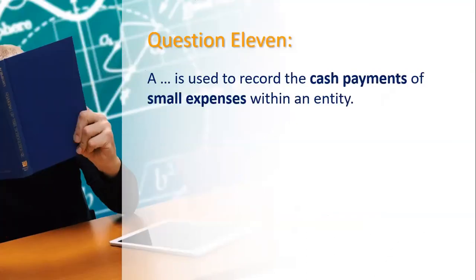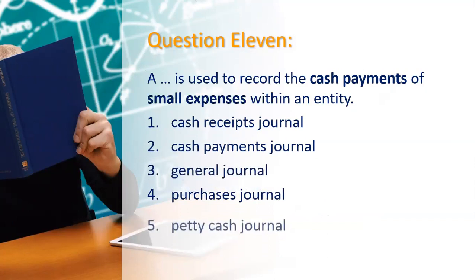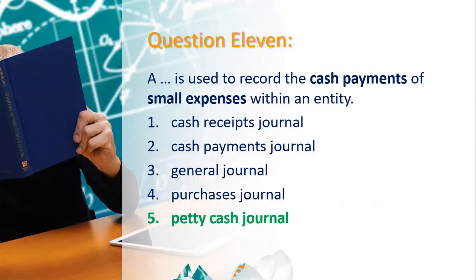It's nothing too complicated. What is used to record the cash payments and small expenses within an entity? The first option, cash receipts journal; cash payments journal; purchases journal; general journal; and petty cash journal. Okay, so I just had a small mix up of the slides, but those are our five options. The question says what is used to record the cash payments of the small expenses within an entity. I know a lot of you would probably have opted for option 2, a cash payments journal, but look at the question properly. It says the small expenses. The small expenses relate to your petty cash journal.